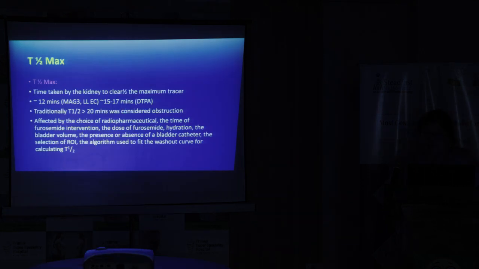Then we come to this concept of T half max. Now, as I said before, T half max is the time taken by the kidney to clear half the maximum tracer activity, and usually it is about 12 minutes in most studies, especially when you are using DTPA. Now, traditionally, a T half max of more than 20 minutes was considered to be an obstruction, right? But now we know that it depends on a lot of things.